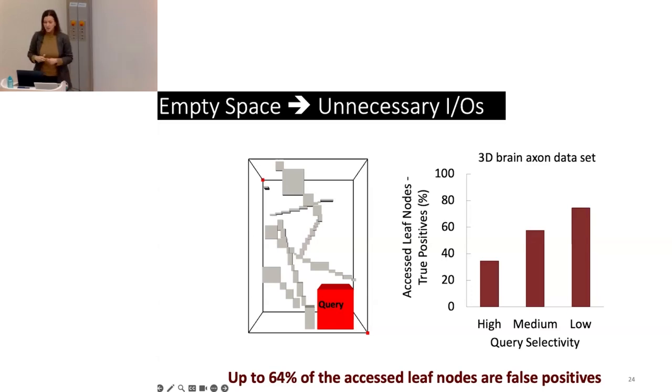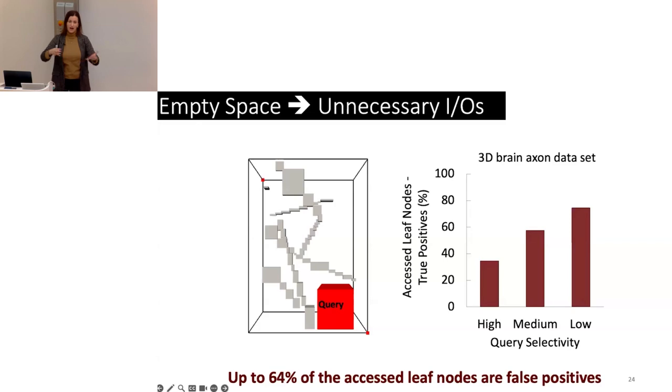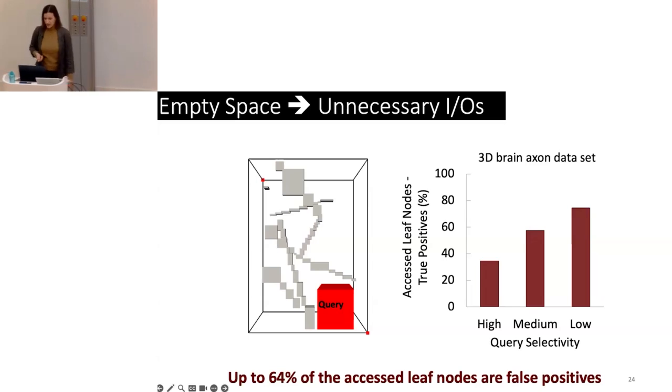And you can see that particularly for high selectivity, up to 64% of the leaf nodes that I'm accessing are false positives. I'm reading all the data in those nodes, but there are no actual results there. So this is kind of wasted work here.